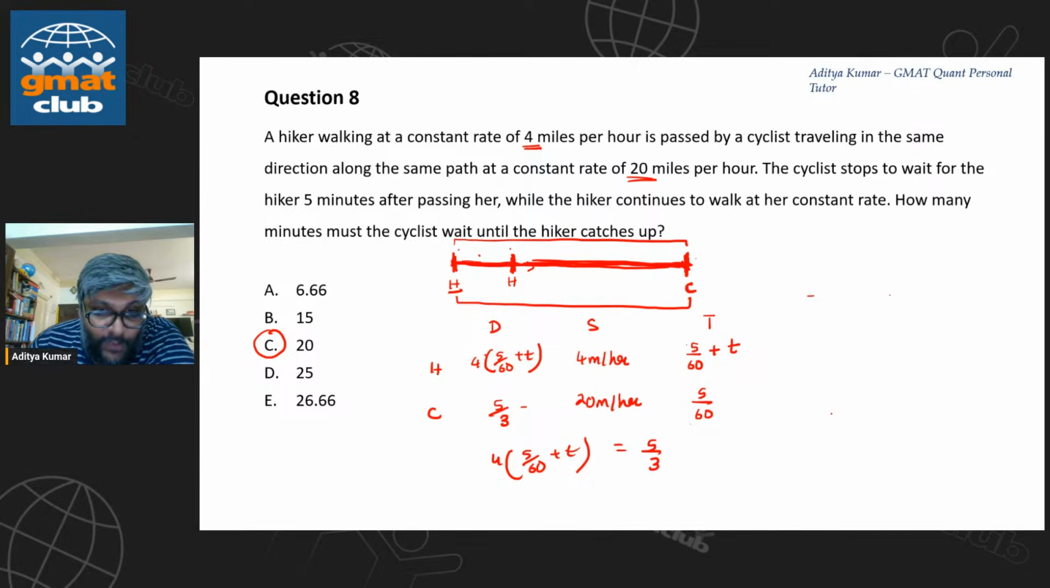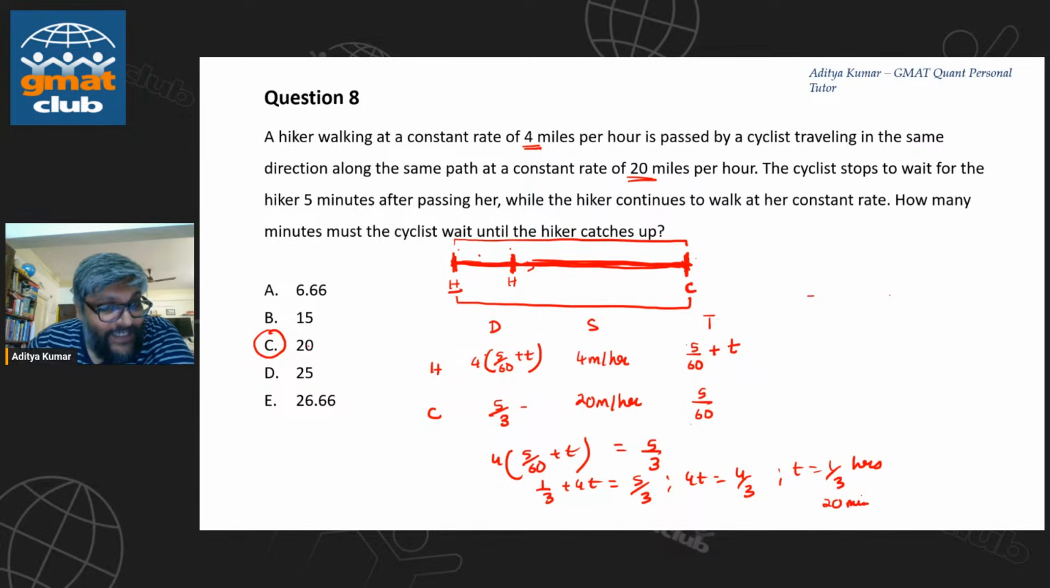And now I can solve for this, right? I can open up the brackets, so that will become 20 by 60. That's 1 by 3 plus 4T is 5 by 3. So 4T is equal to 4 by 3. So T is equal to 1 by 3 hours. 1 by 3 hours is 20 minutes.